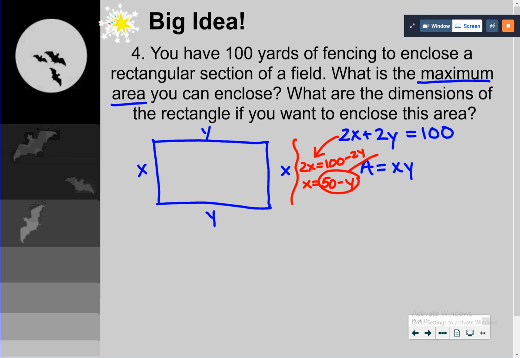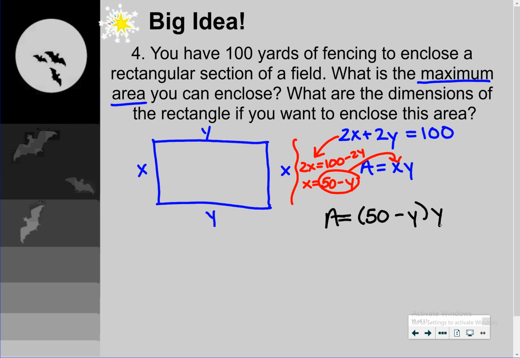That you can plug into the area equation. That's going to give me area equals 50 minus y times y. And if you distribute the y through, you get 50y minus y squared. And there's the quadratic. That's why it shows up in this section.